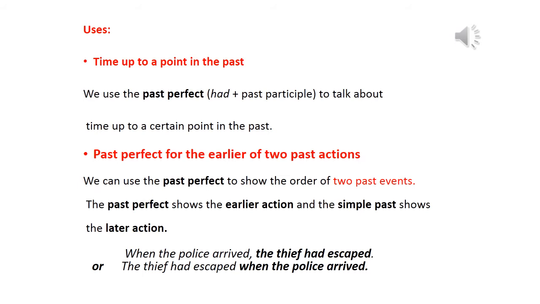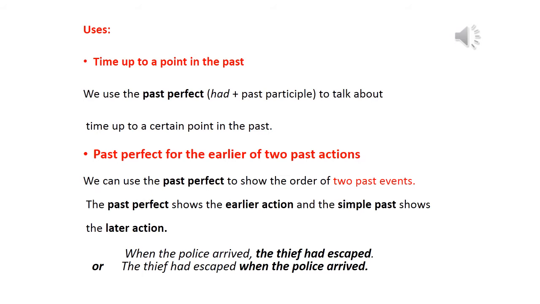And you can look at it very carefully. We have the word had escaped, which is the past perfect tense, identifying the first completed action in the past, and arrived, which is the simple past tense, identifying the second completed action in the past. And this sentence can also be spoken like this. We can say it as the thief had escaped when the police arrived.